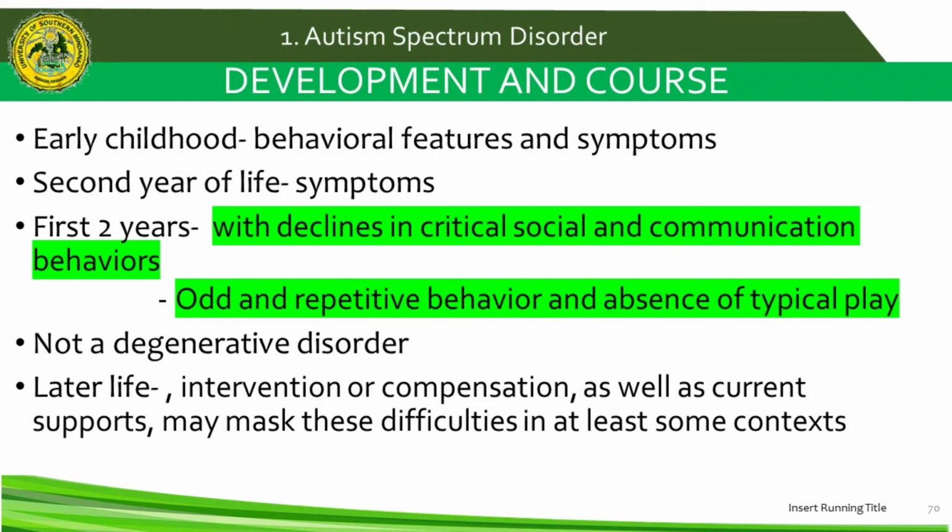During the second year, odd and repetitive behaviors and the absence of typical play become more apparent, since many typically developing young children have strong preferences and enjoy repetition, such as eating the same food, watching the same video multiple times. So, distinguishing these from the restricted and repetitive behaviors that are diagnostic of autism spectrum disorder can be difficult in preschoolers. So, the clinical distinction is based on the type, frequency, and intensity of the behavior.